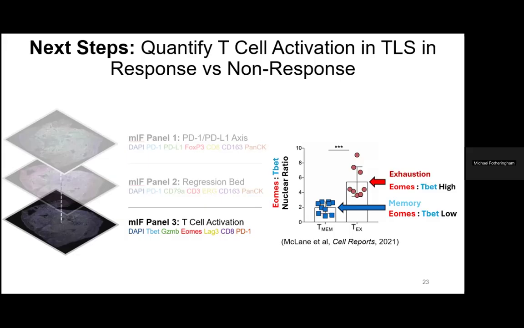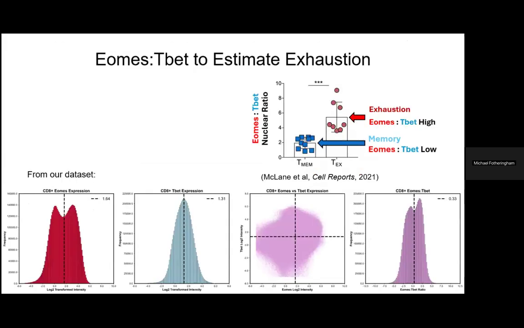This is another paper that showed the relative expression of EOMs and TBET associated with the phenotype of the cell, either exhausted or memory-like. What they showed is that a high EOMs to TBET ratio on the right here is associated with cell exhaustion, and a low EOMs to TBET ratio is associated with the memory-like phenotype. And so again, I'm just keeping this up here so you can see it.